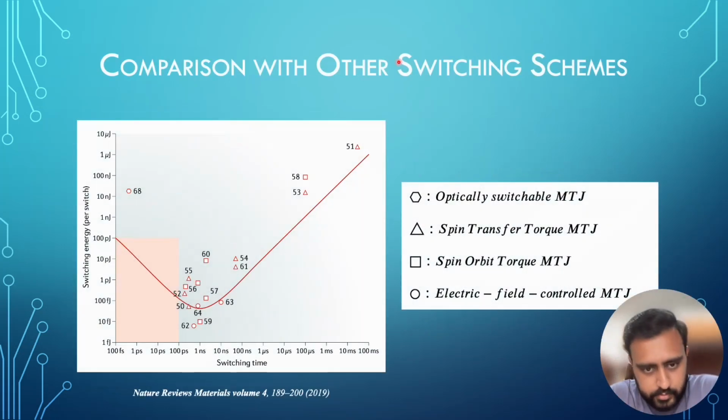So this plot shows the comparison between other switching schemes. The 68, this one was the first MTJ that was produced that I talked about, and this, as you can see, offers much smaller switching time compared to these other MTJs, which are based on STT, SOT, and electric field controlled mechanisms.